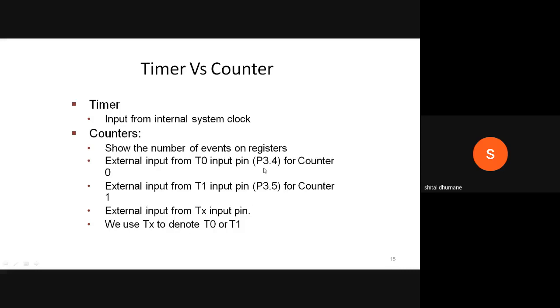So if any clock pulse or any interrupt arises on these pins, it will be counted by your counter. The external input from the TX input pin is also related to your serial communication, and we can use TX to denote T0 or T1. If you have any interrupt on that pin also, it will also get counted by your counter.